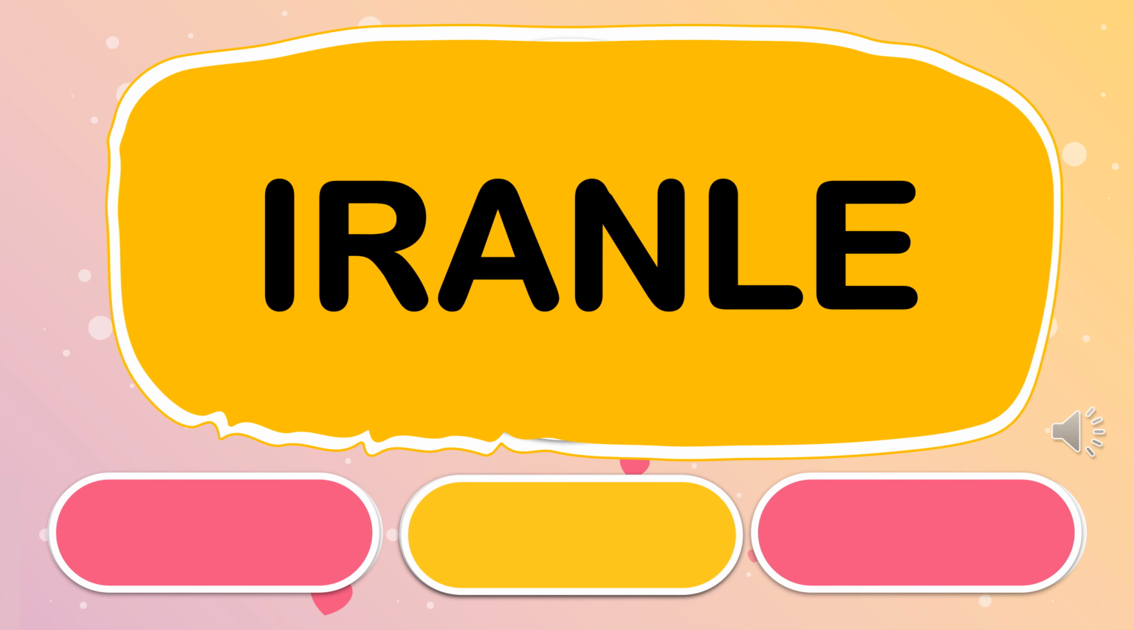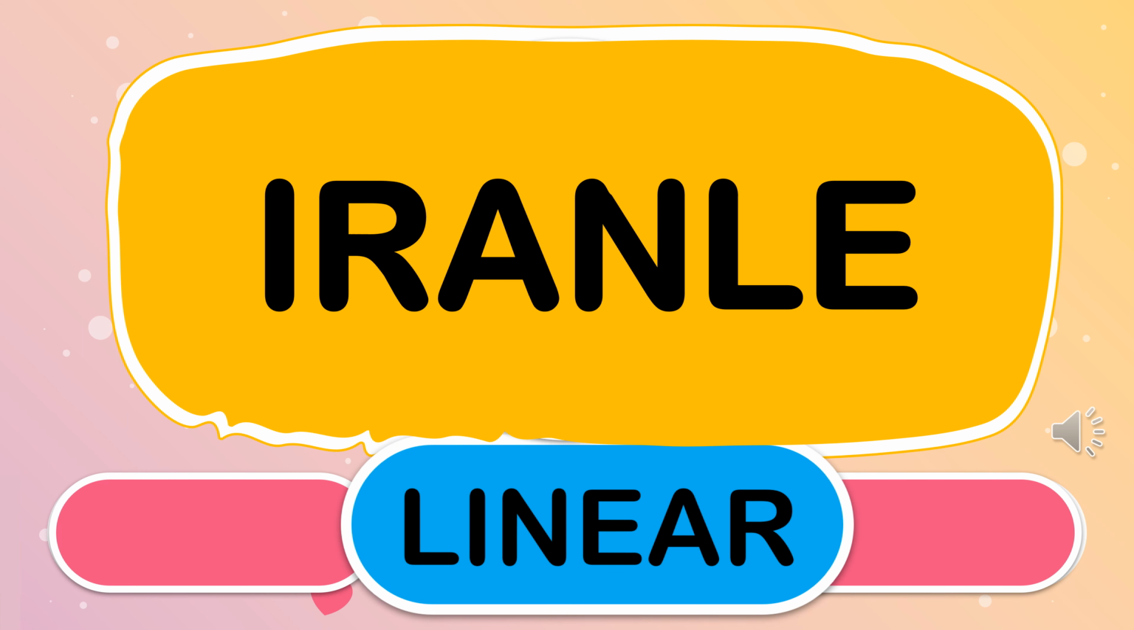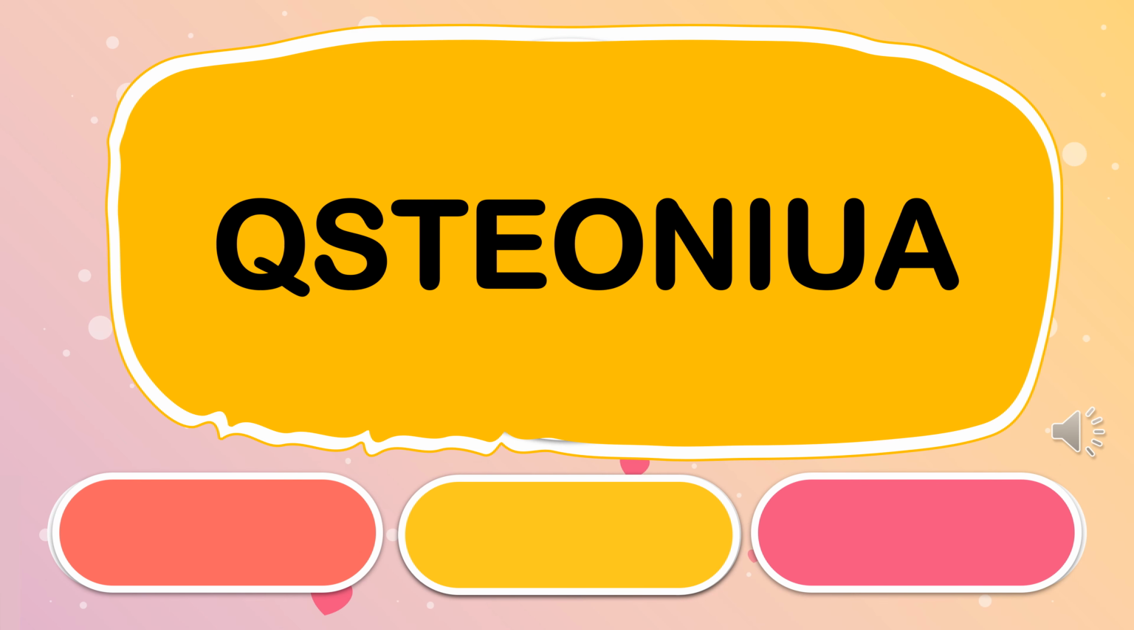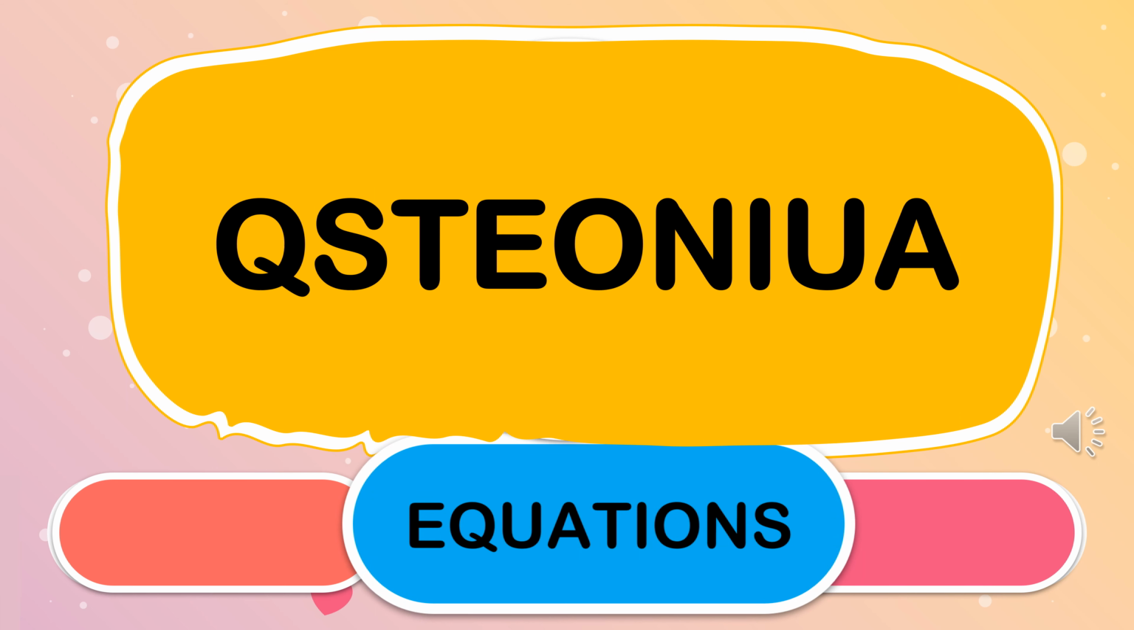What term is this? That's right. And the correct answer is linear. Next, a statement that the values of two mathematical expressions are equal or indicated by the sign equal. What term is this? Any idea? Very good. So the correct answer is equations.